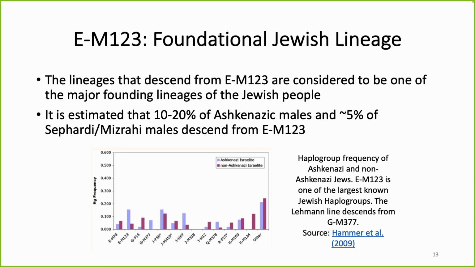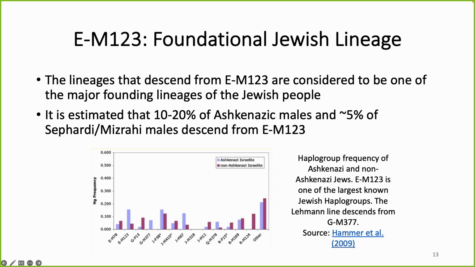About 10 to 20% of Ashkenazi males are part of EM123, and about 5% of Sephardic and Mizrahi are part of EM123. This is from an earlier study, back in 2009, but it shows the percentages of Ashkenazi Jews and non-Ashkenazi Jews of different haplogroups. This is EM123. You can see there are more Ashkenazi Jews today that are part of EM123.